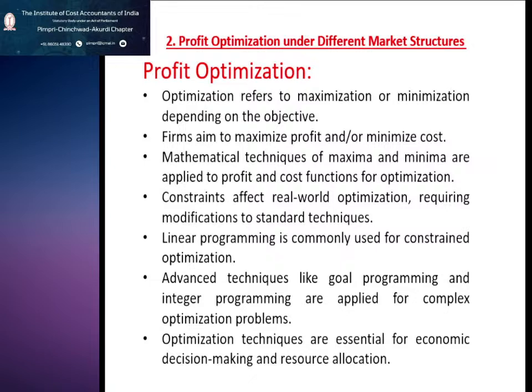Profit optimization refers to maximization or minimization depending on the objective. Firms aim to maximize profits or minimize cost. These are the two aims of any business organization. There are mathematical techniques of maxima and minima which are applied to profit and cost functions for optimization. Constraints affect real world optimization, requiring modifications to standard techniques. Linear programming is commonly used for constrained optimization. Advanced techniques like goal programming and integer programming are applied for complex optimization problems.